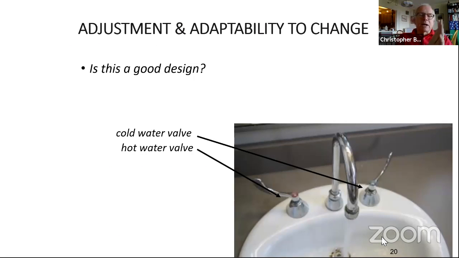All right, let's take a look at an example. And so we could take a look at this. This was the sink in the men's room in Washburn a few years ago. And we could ask, is this a good design?